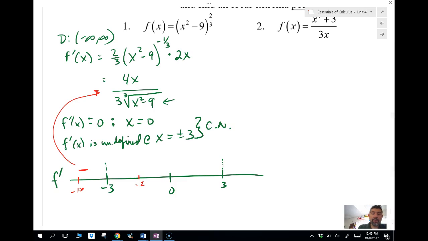All right, that negative 2. Actually, this is a cube root, not a square root. So the bottom doesn't always have to be negative. Negative 100 is going to give me a very large number, right? So that's going to be positive down here.